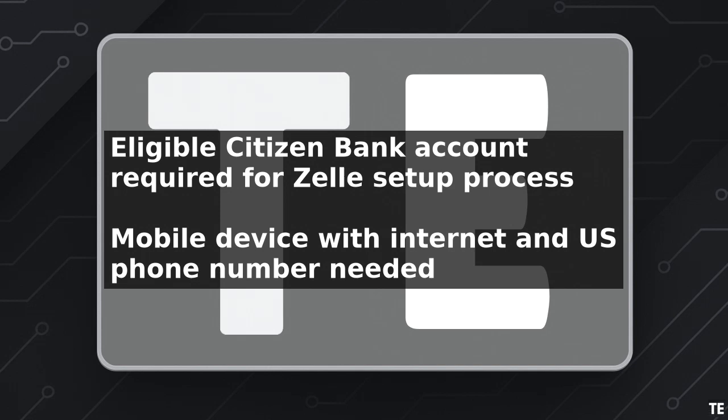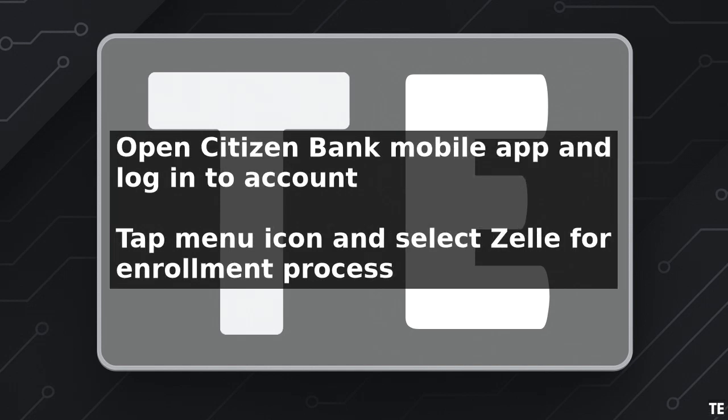First, open the Citizen Bank mobile banking app and log into your account. If you do not have the app, you can download it from the App Store. Once you are logged in, tap the menu icon and select Zelle. If you do not see Zelle, you may need to tap the More Options button to find it.